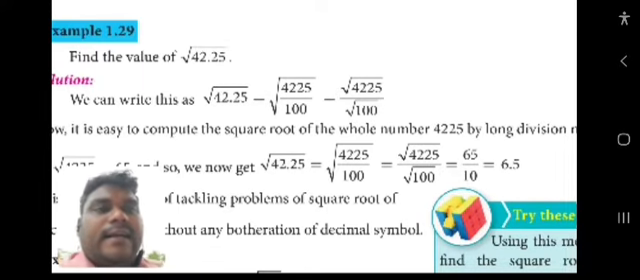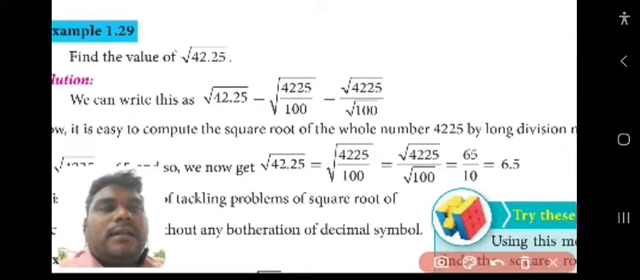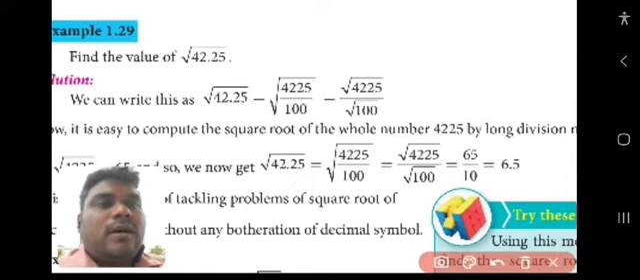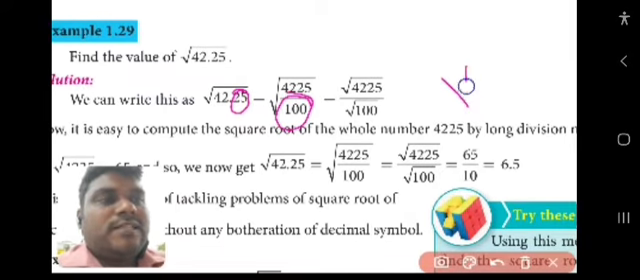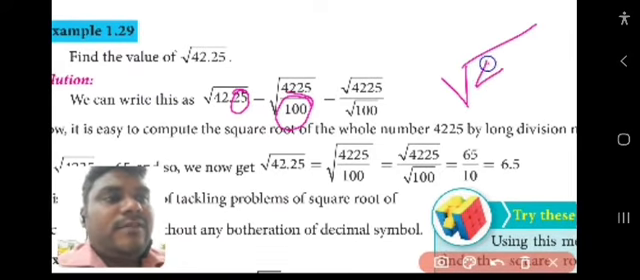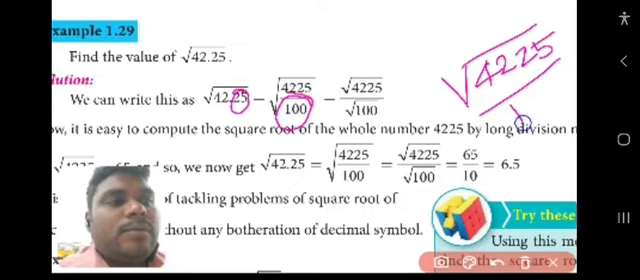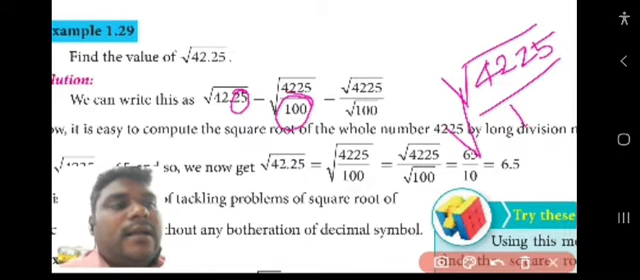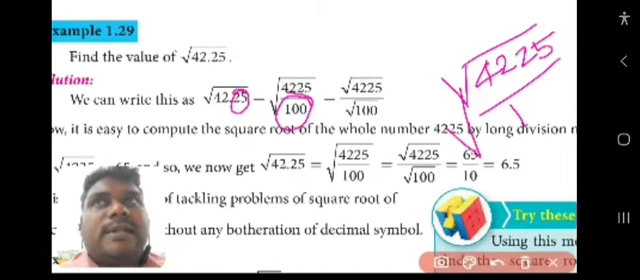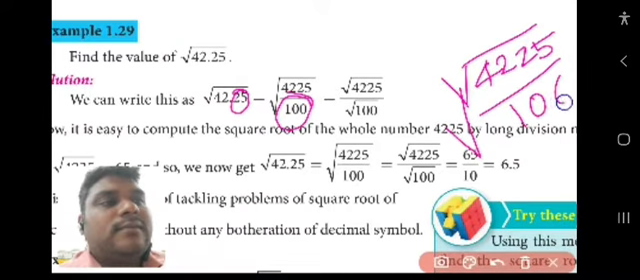So we can write it as root of 42.25. That is 2 decimals, so we can divide by 100. First you write the number without the decimal: 4225 divided by 1, and then how many decimals are there? 2 decimals only, 25. So I put 2 zeros here.